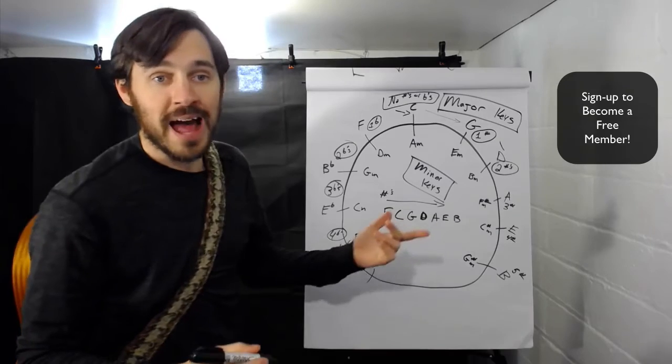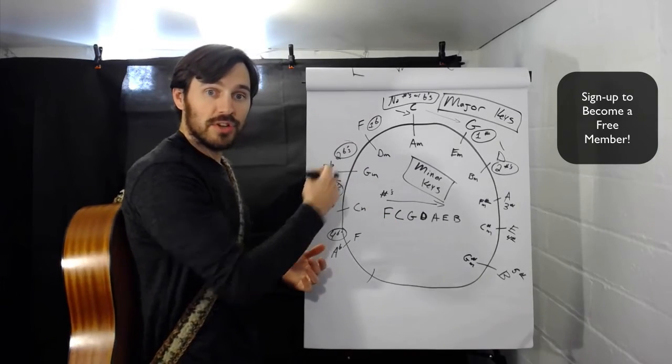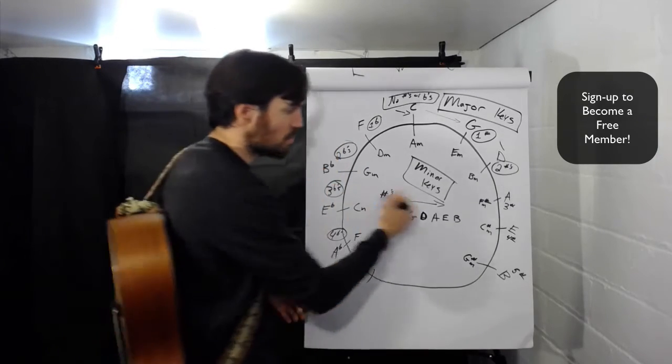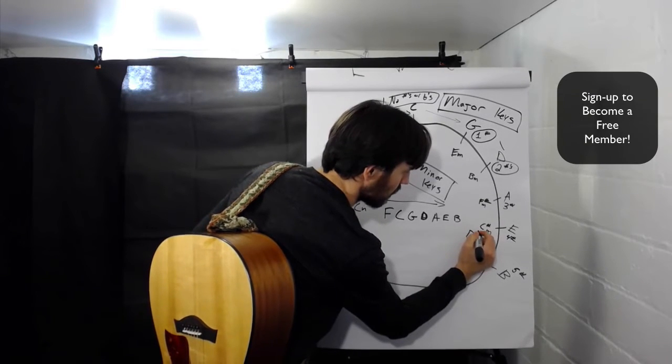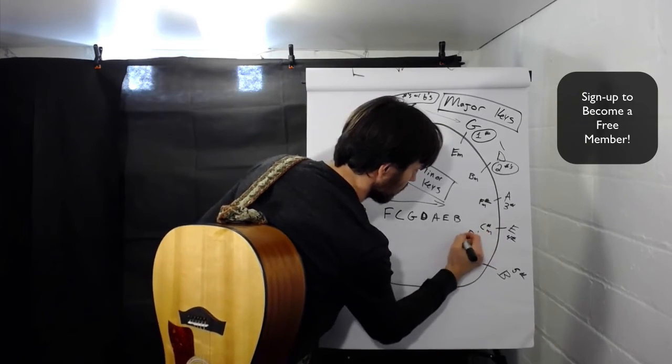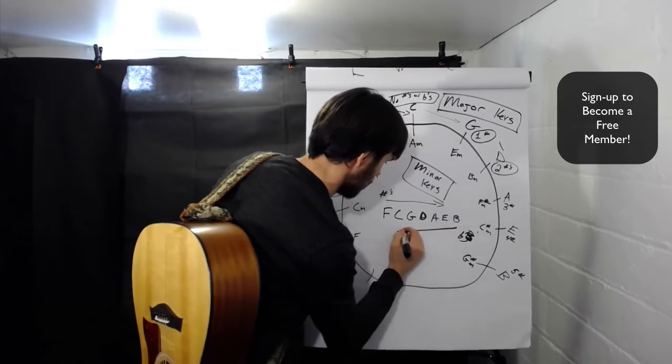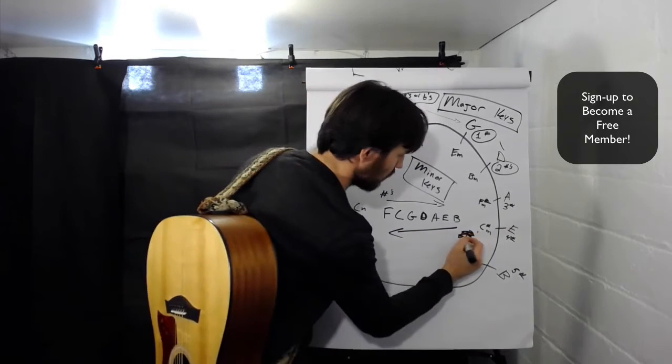So now the flats, if you're in the flatted side, you're in the key of F, how do you know? Well, it's just backwards now. So flats go that way. Horrible flat sign.